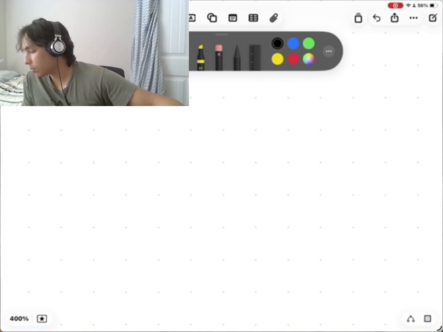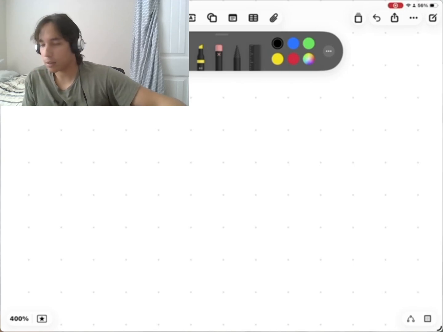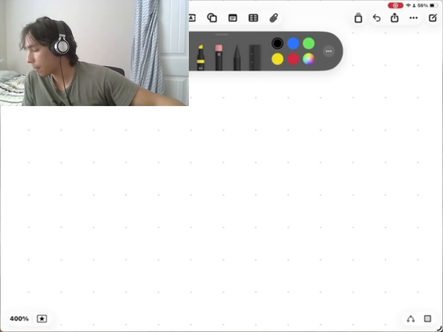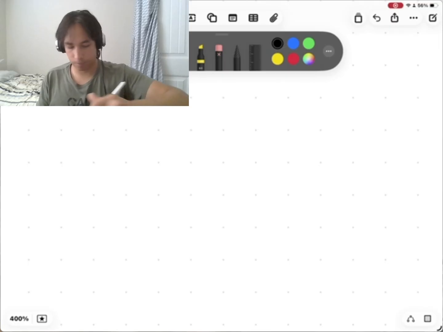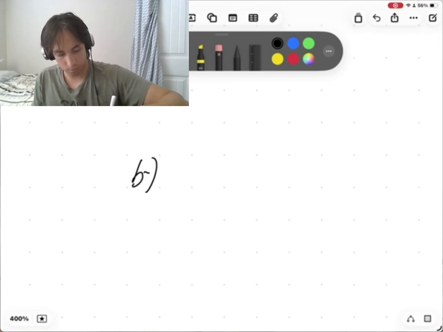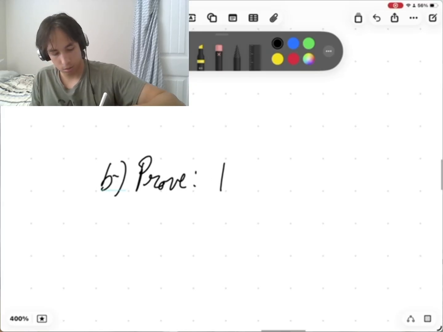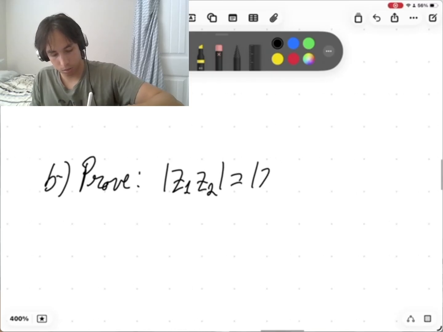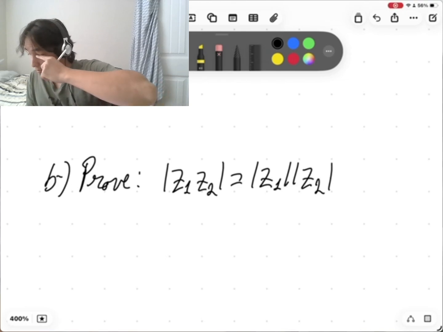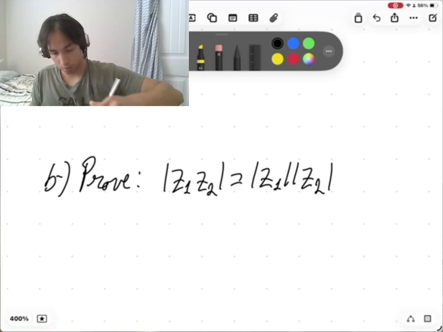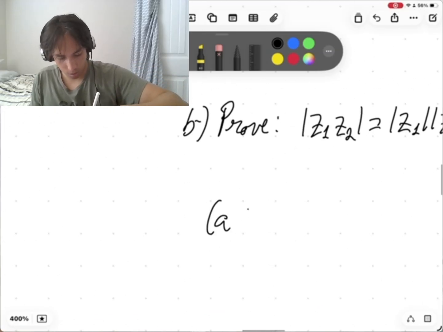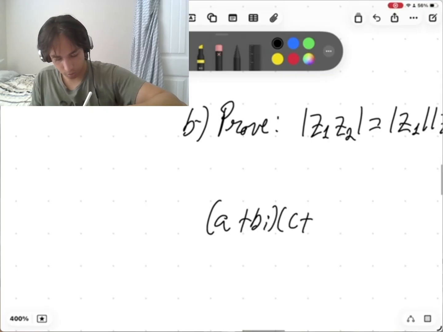This second one, I don't think I'm gonna be able to prove it reliably. At least on B. So prove. Gonna get a little over the hour, but that's okay. The absolute value of z1 z2 equals the absolute value of z1 times the absolute value of z2, right? Get a plus bi times c plus di.